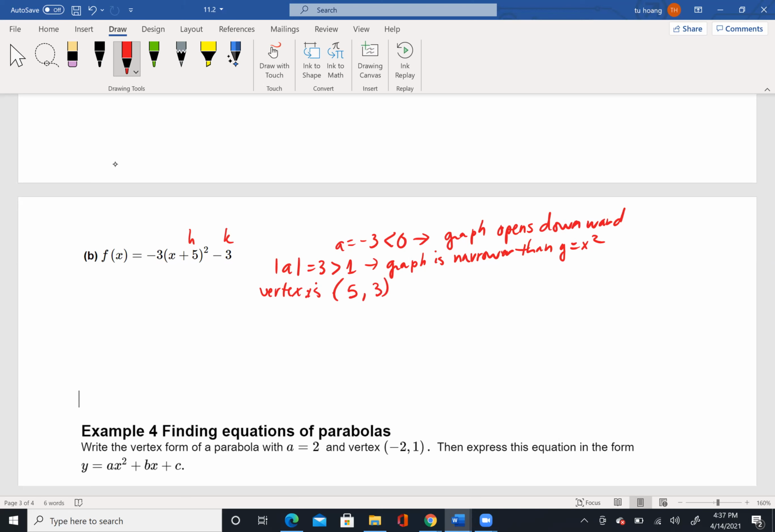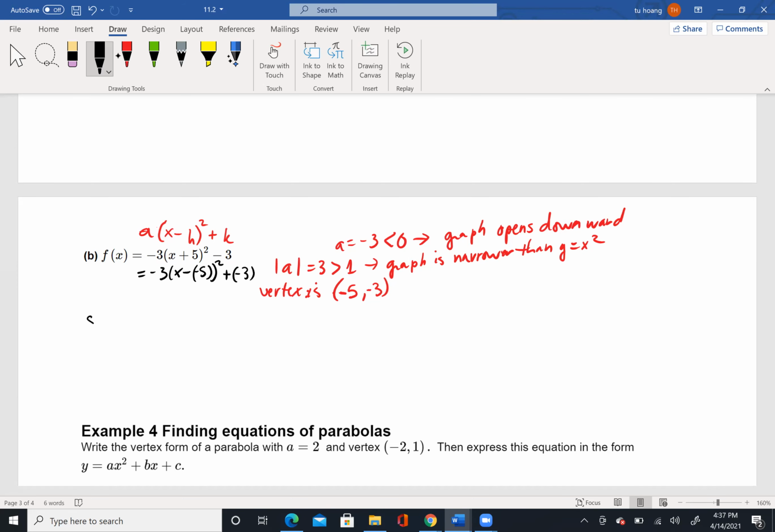Oh, actually no. We have a times (x minus h) squared, so the signs need to be negative and negative, right? You convert it to be y equal to -3 times (x minus (-5)) squared plus (-3), something like that. Then you see h in here is -5, k is -3.